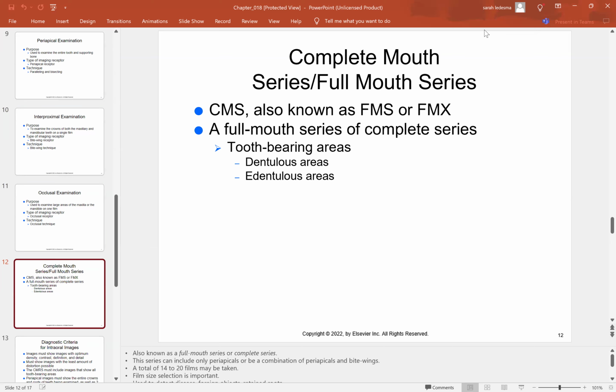A complete mouth series or full mouth series could be known as CMS, FMS, or FMX. A full mouth series or complete series. So we're looking at all tooth-bearing areas, edentulous or dentulous.